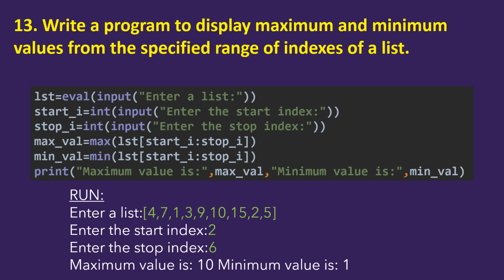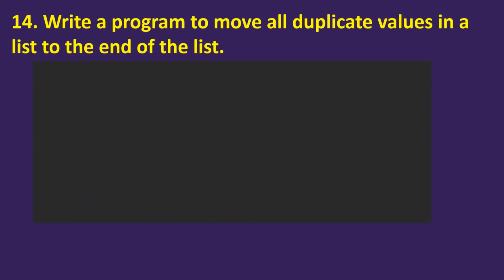Once you run the program, let's say the entered list is like this, and you have given the start index as 2 and stop index as 6. It will find, in the range from index number 2 to index number 6, which is the maximum value, that is 10, and the minimum value is 1.